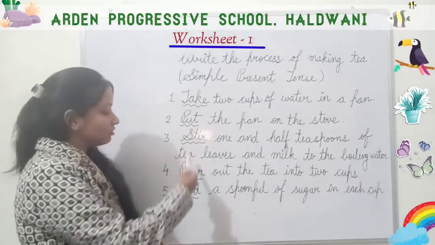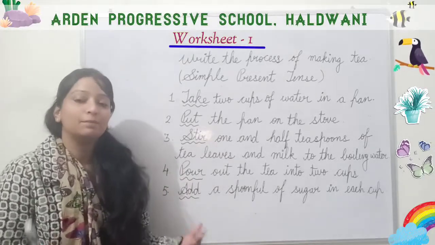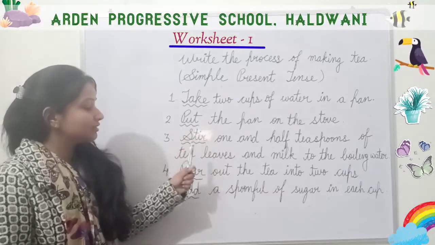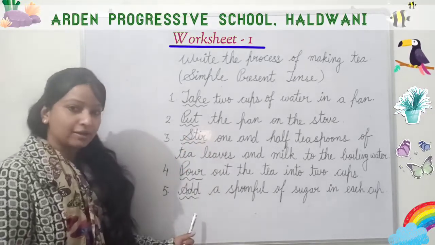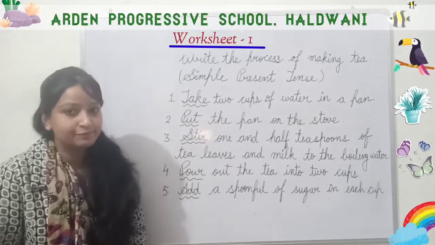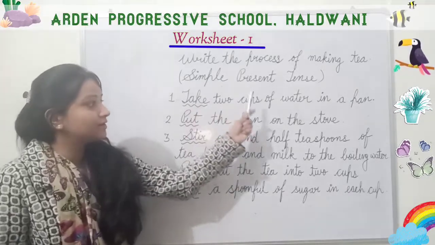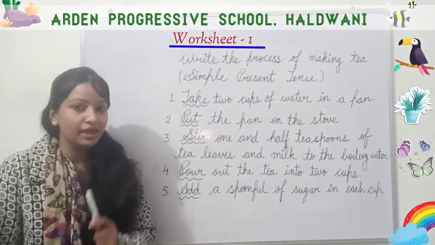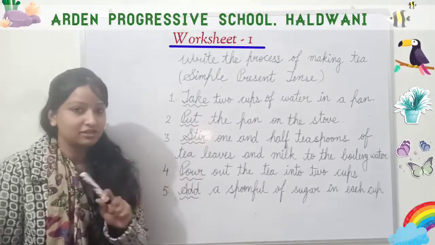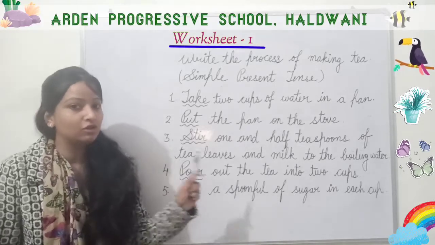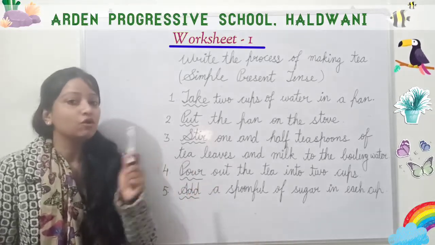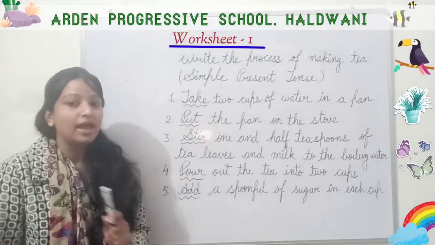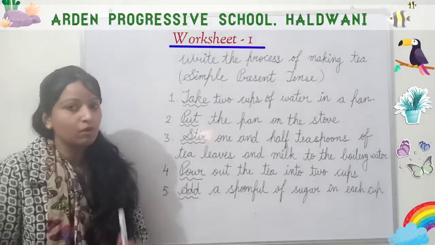Okay, these are the verbs and we have used the base form of verbs. So take, put, stir, pour, add. These all are verbs of simple present tense. And in simple present tense, we use the base form of verb without ing. We don't use ing, and we also don't use any helping verb. We write the base form of verb.